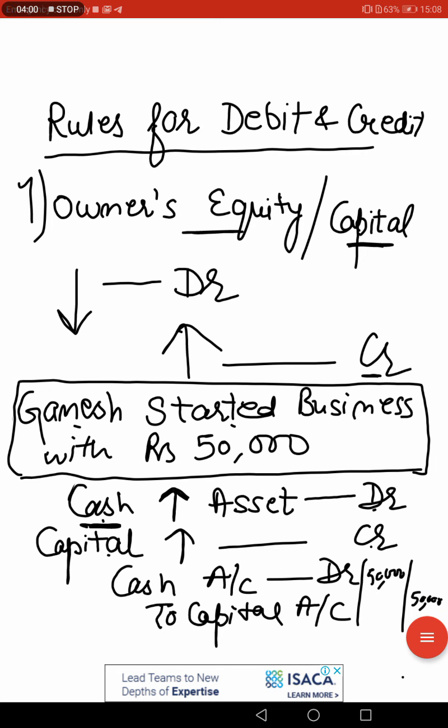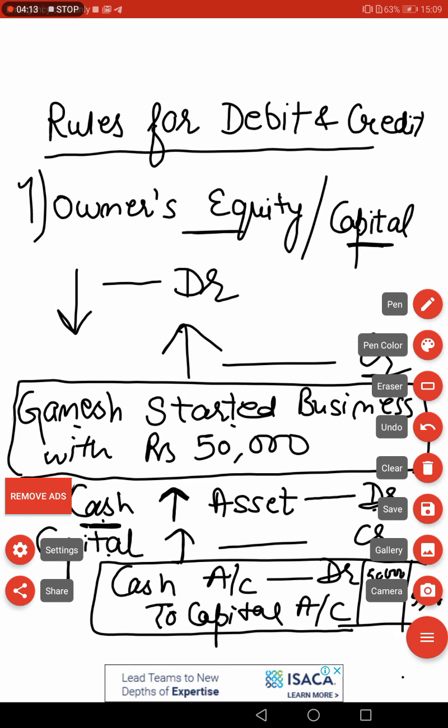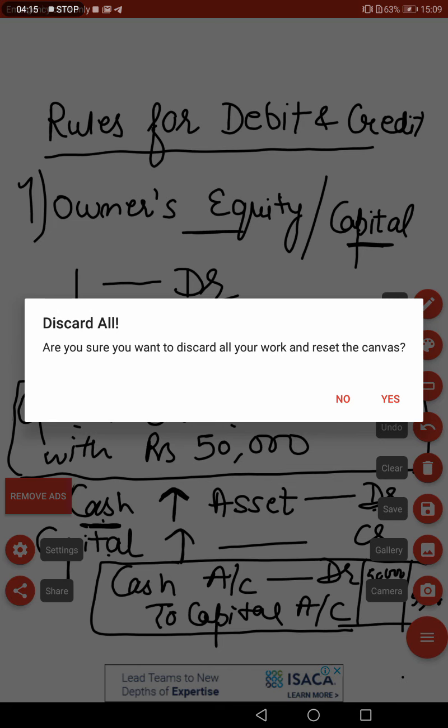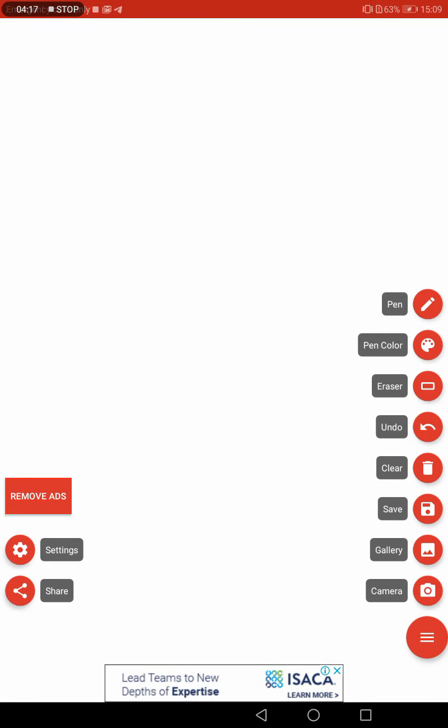That is why accounting is known as dual aspect; it is followed here. Every time at least two accounts will be affected. So this is about the capital. Now I will take one example of the drawing.